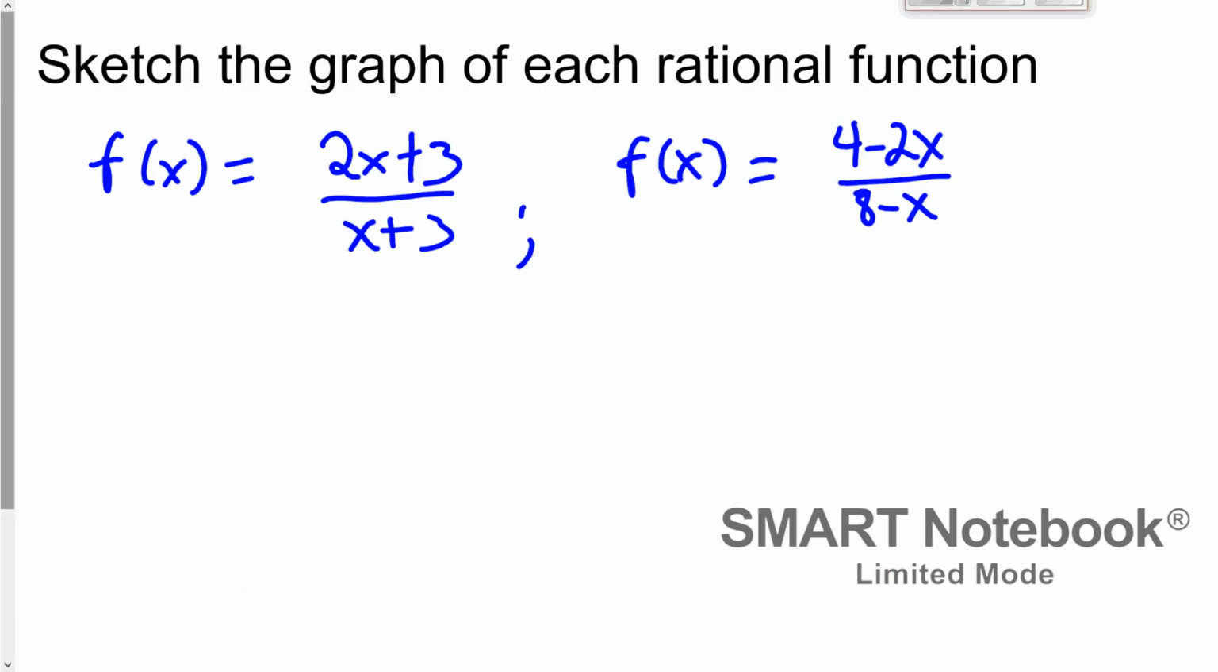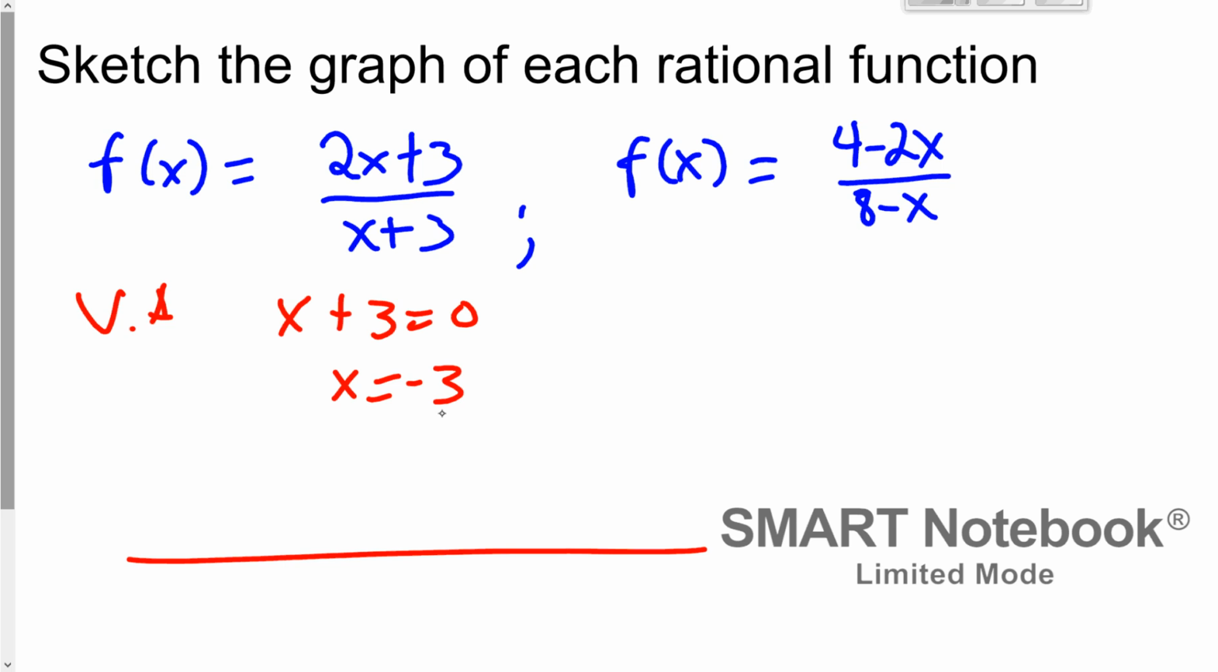Okay, so here are some graphs. We're asked to graph these. First thing, vertical asymptotes. See if you can factor first, even though this is linear. We can't, so we set the denominator equal to 0 and solve for x. x equals -3, so there's a vertical asymptote. If you want to, you can graph that at the same time. Go over to -3 and put your vertical asymptote through there.